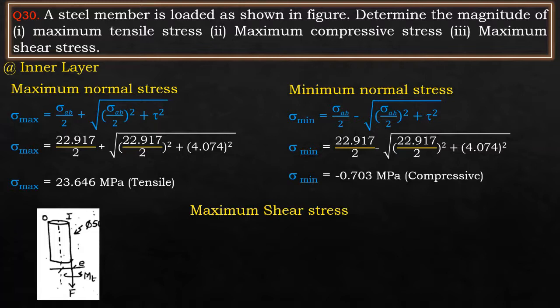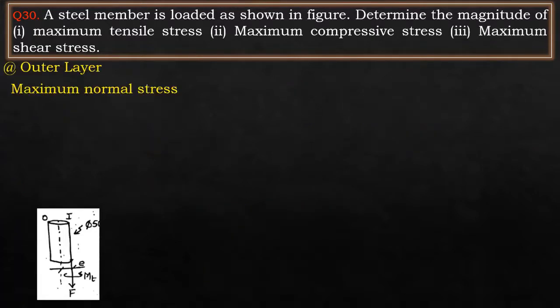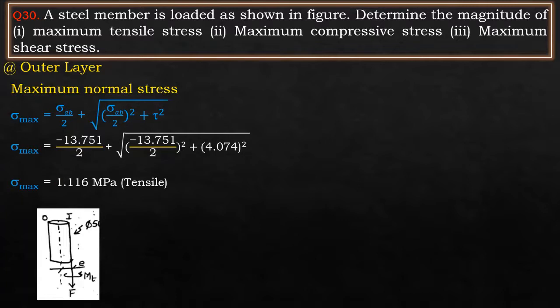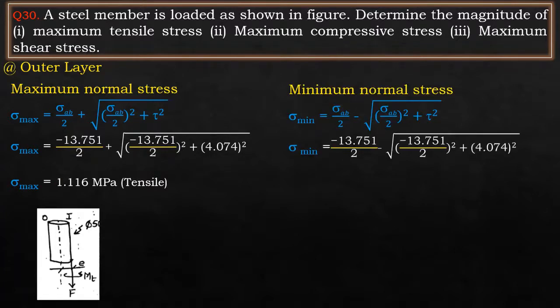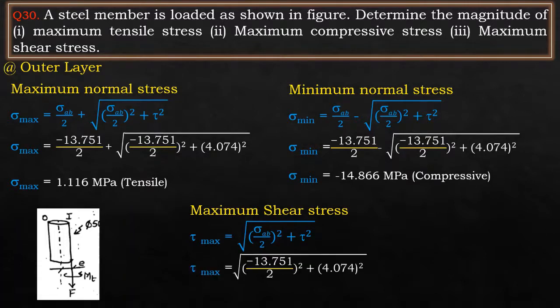Also, the maximum shear stress at inner layer is determined by using the formula tau maximum is equal to root of (sigma AB by 2) whole square plus tau square. The value of tau maximum is 12.161 megapascals. The similar formulas and the similar equations are used at outer layers. At outer layer, the maximum normal stress by substituting all these values in this equation will be equal to 1.116 megapascals, and the minimum normal stress will be equal to minus 14.866 megapascals. Similarly, the maximum shear stress can be obtained by using the equation tau maximum is equal to root of (sigma AB by 2) whole square plus tau square, whose value is 7.991 megapascals.